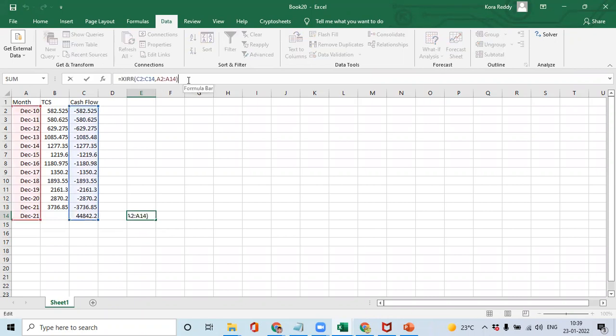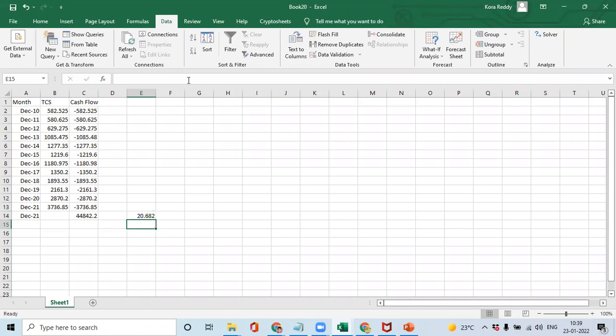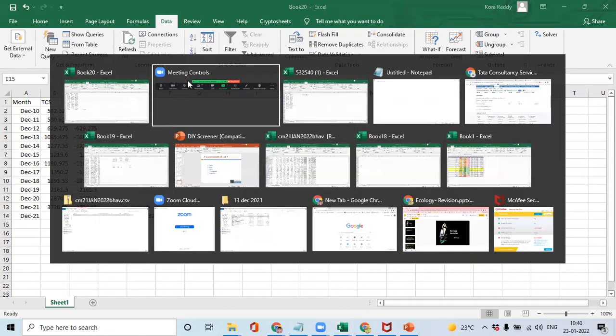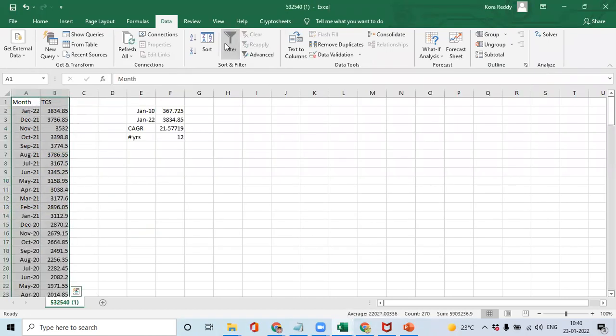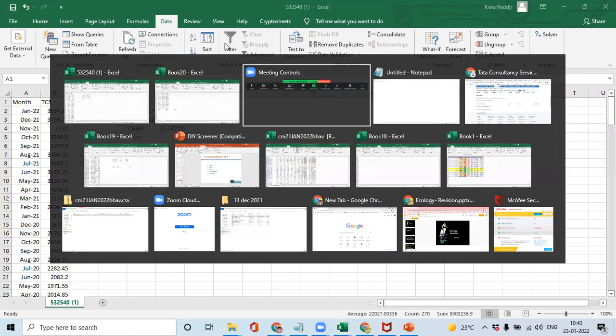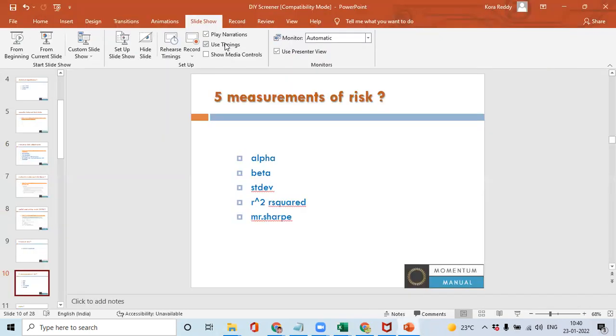So what is the rate of return? 20%. 20.7% is your CAGR, not CAGR, XIRR. That's how you calculate your XIRR, which is a form of CAGR. Apart from returns, you need to be aware of these factors.